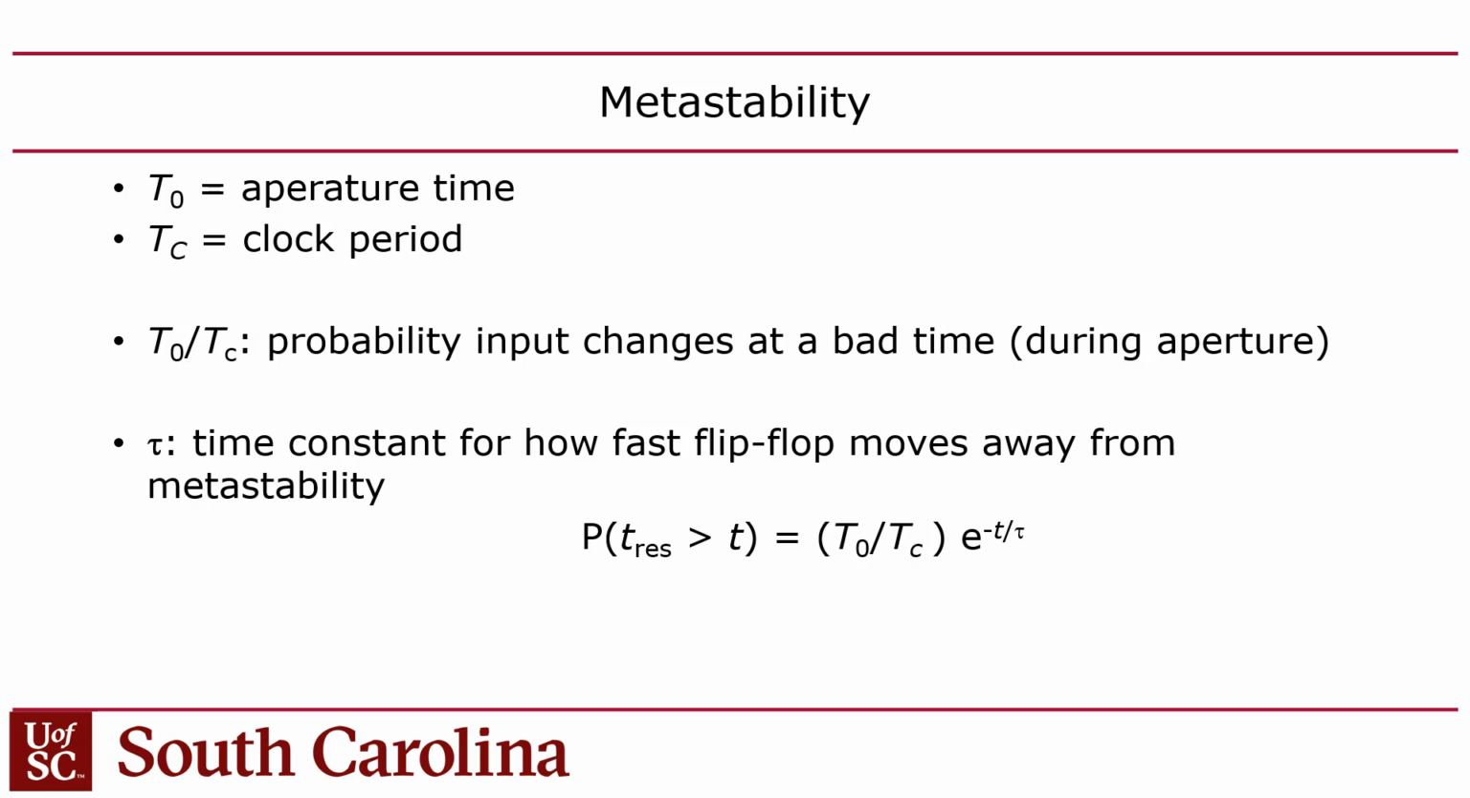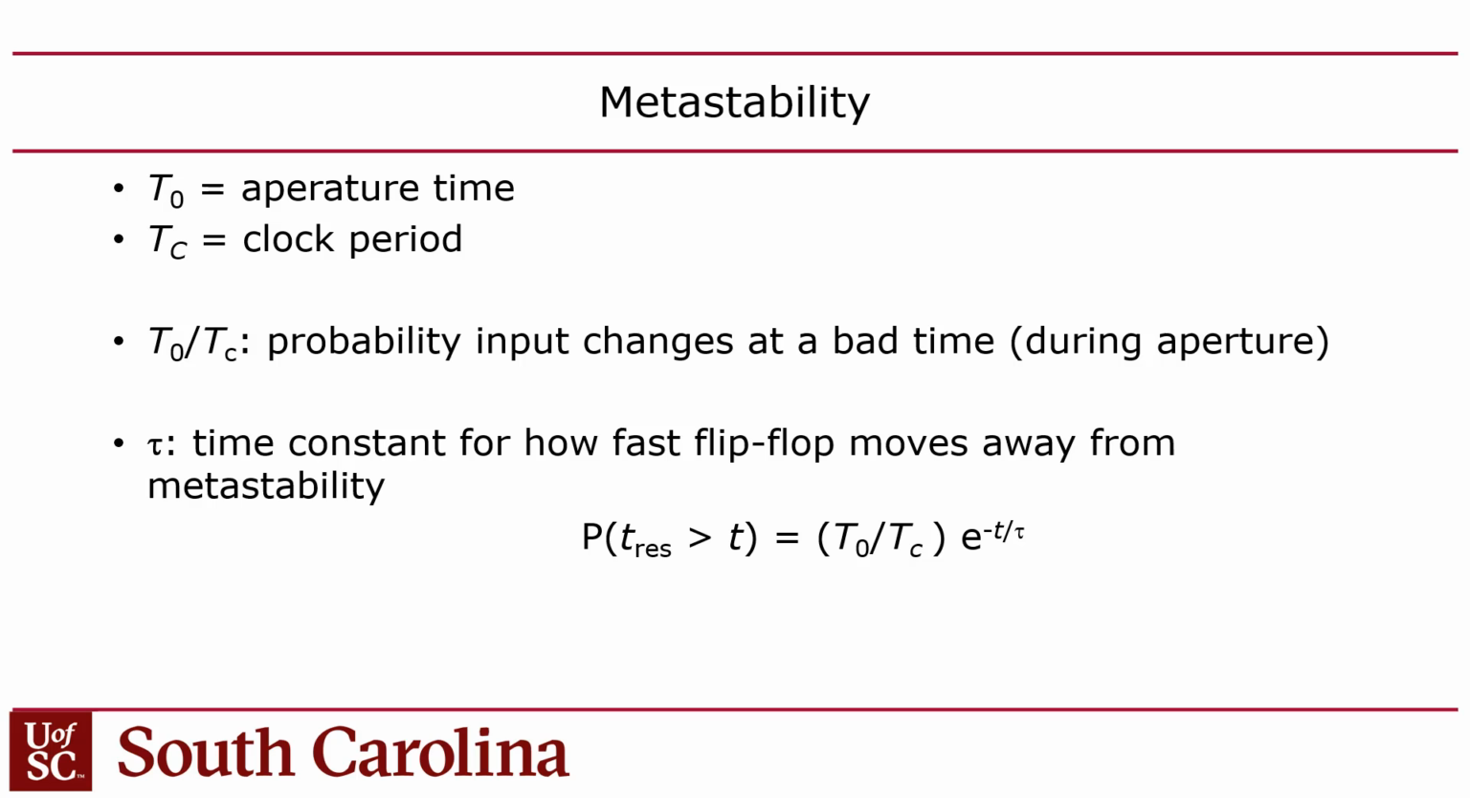So the probability that you get into the metastable state is just the aperture time divided by the clock period. So it's basically how much of the clock period will give you a metastable state if the input happens to change in that amount of time, right? What percentage, right? So T0 is the aperture time, it's the setup plus the hold. And Tc is your clock period. So T sub 0, aperture divided by clock period, is just the ratio of time where you're vulnerable to metastability, right?